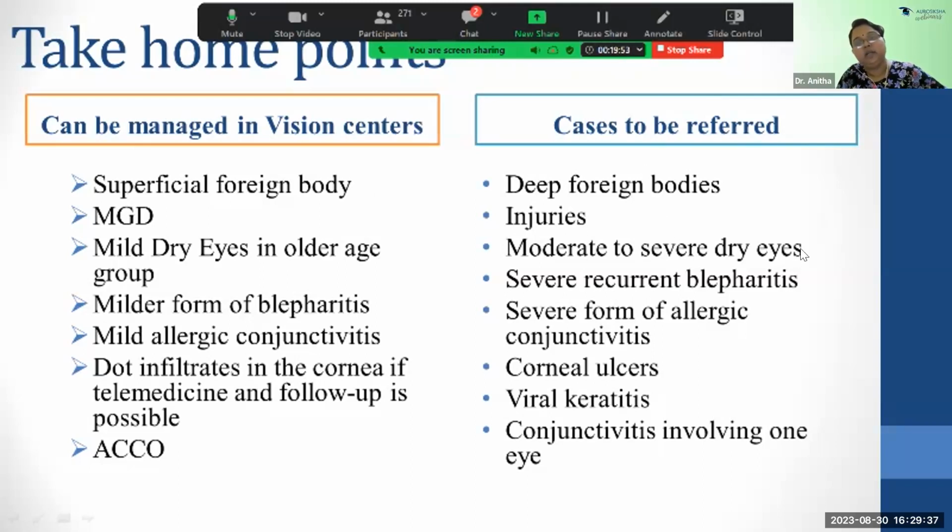Cases that are to be referred are injuries, moderate to severe dry eyes, severe recurrent blepharitis, severe forms of allergies, corneal ulcers, viral keratitis, and conjunctivitis involving one eye. Because mostly they are due to herpes simplex, so they need chronic follow-up with us.